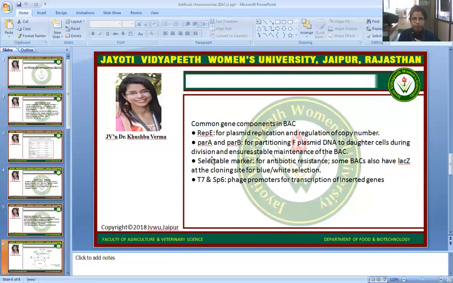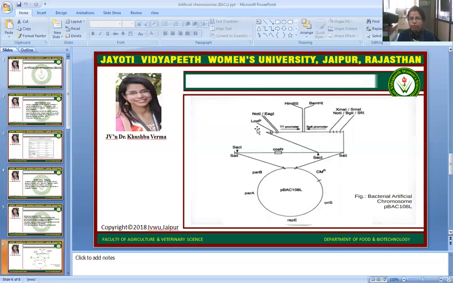They are required. This is the flow diagram of the bacterial artificial chromosome pBAC108L. Here we can simply see the parA and parB region, the origin of replication, the RepE region, and the multiple cloning site having the cosN region. And these are restriction sites: SalI, SacI, NotI, XmaI, SmaI, BglI, HindIII, and BamHI. And this region also has the T7 promoter and SP6 promoter region.